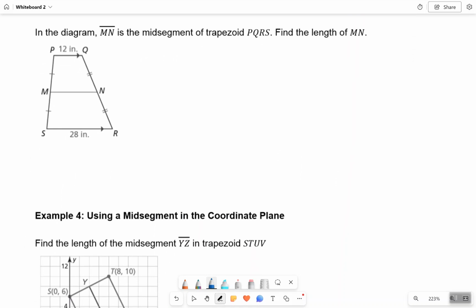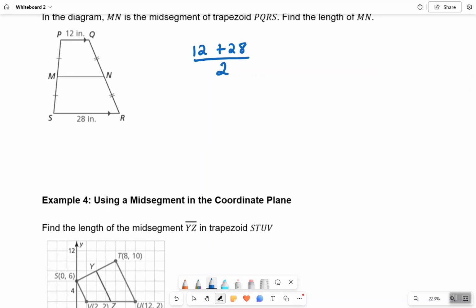They tell you that P to Q in this trapezoid is 12, and S to R is what? So you're going to take 12 plus what here, kids? And then cut that answer in half. Pretty simple, isn't it? Guys, what's 12 and 28 sum up to be? 40 divided by what? I don't know how to make that any easier on you guys.